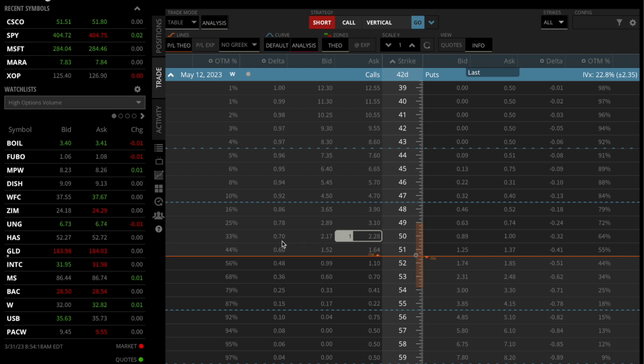So this is when I first put this trade on, which was yesterday. The delta was about 66. Now it's 70. So that delta's moved in my favor. Okay, so we're going to select the 50. So let's do that again. We're going to select to buy.